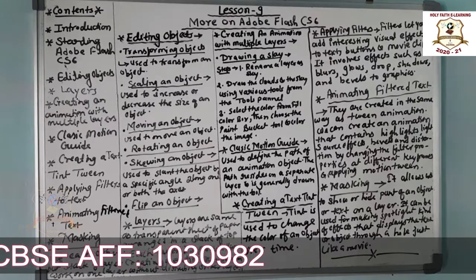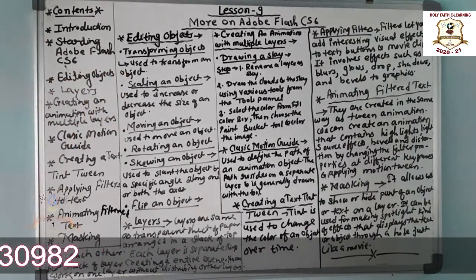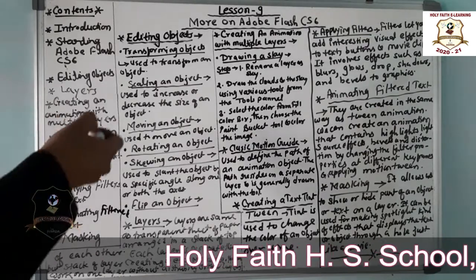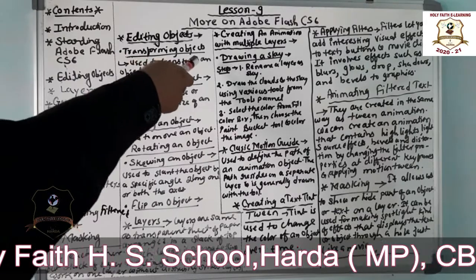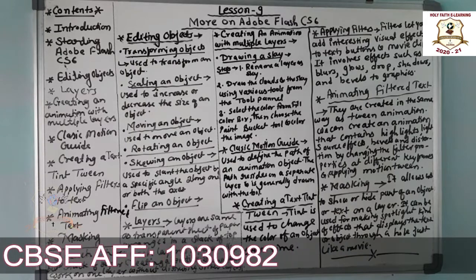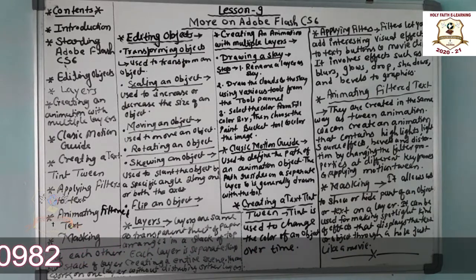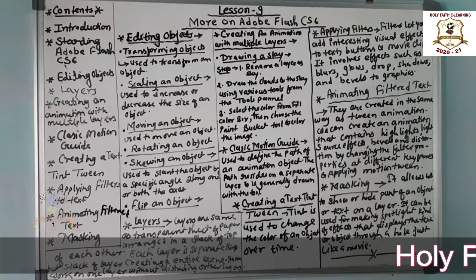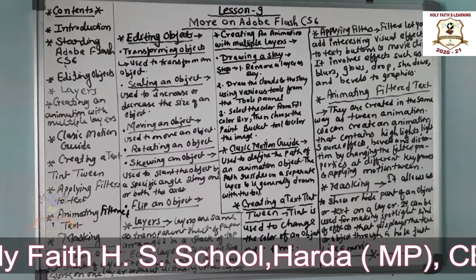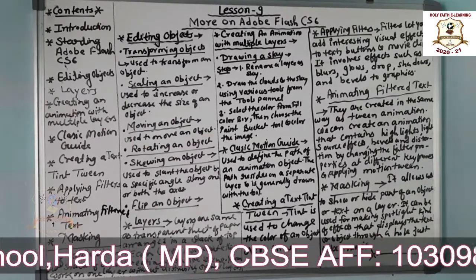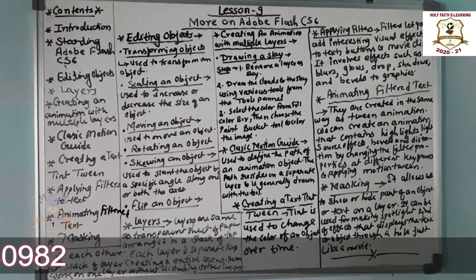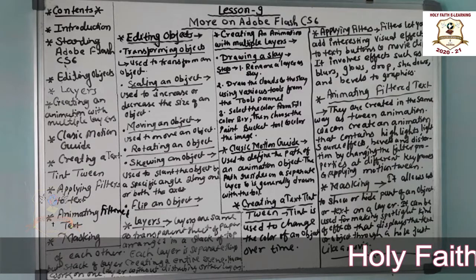Okay, so let's start with editing objects. How can we edit objects? Objects means the things you draw, like a picture etc. There are the following methods. The first one is transforming objects. It is used to rotate, move, compress, skew, and scale an object, with the following steps. We have a lot of steps, so we will skip them as this chapter is not very important for future classes. In this theory class we just learn the basics of more about Adobe Flash.